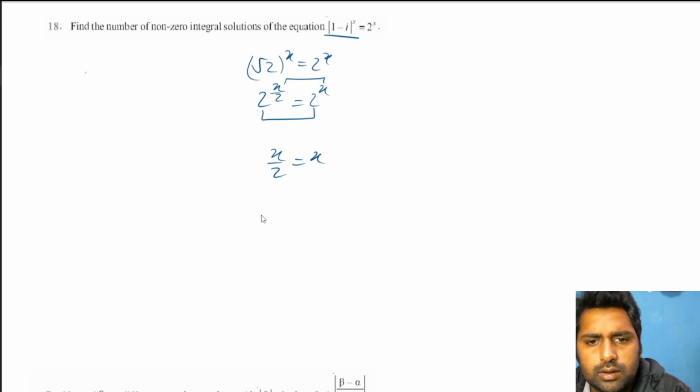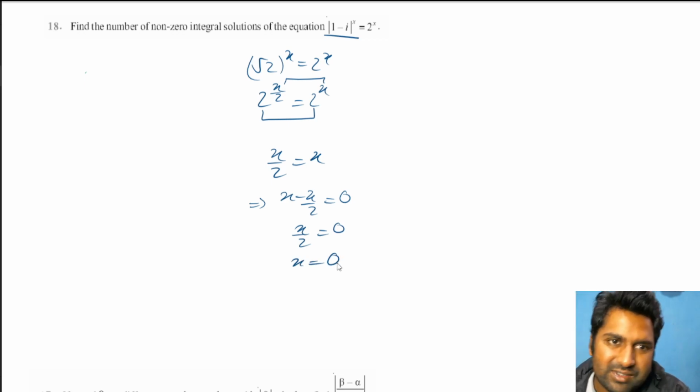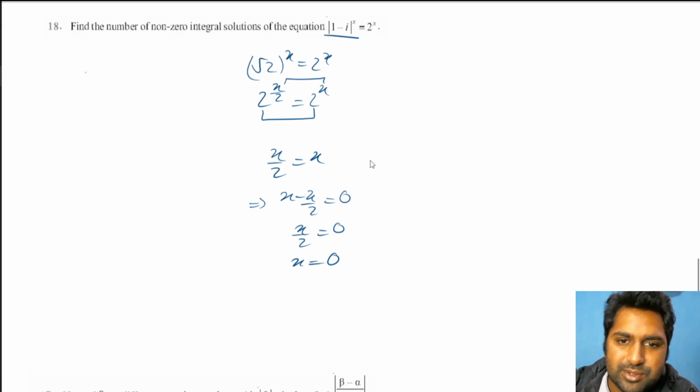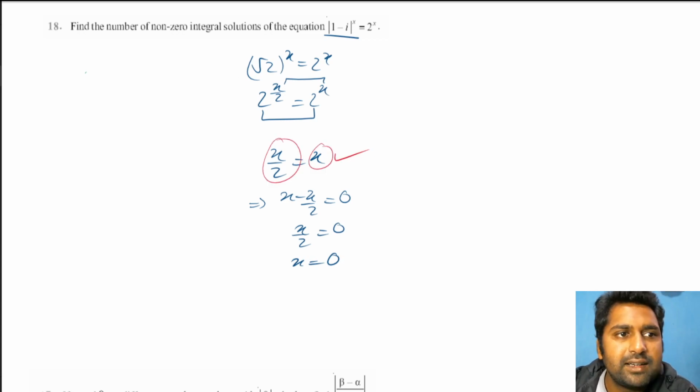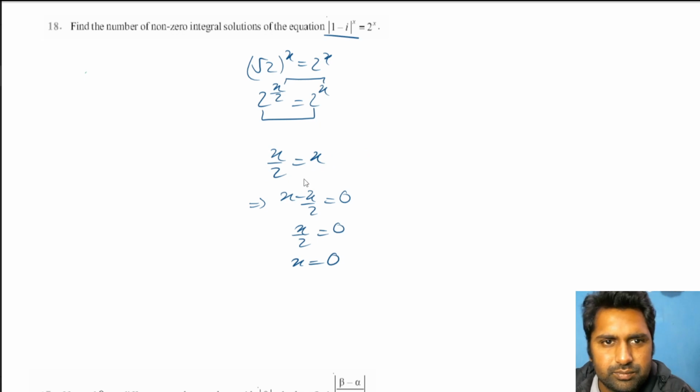Can we really solve this? Take this to the other side: x minus x by 2 equal to 0. x by 2 equal to 0. You'll get x equal to 0. Means as such there is no number which can satisfy this condition. You just use your common sense. How can something full be equal to the half, unless and until it is 0? So yes, x value is 0.